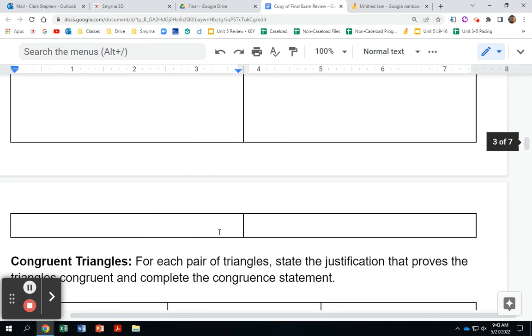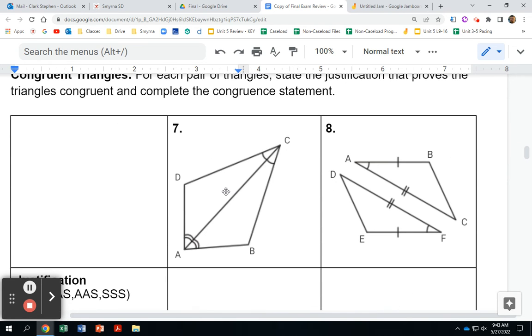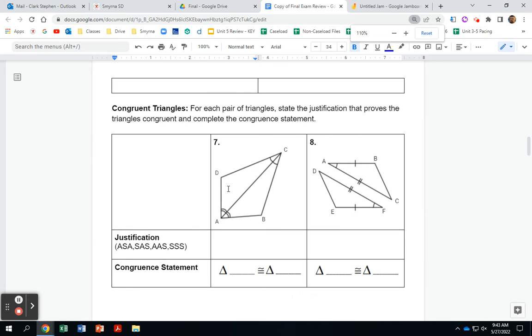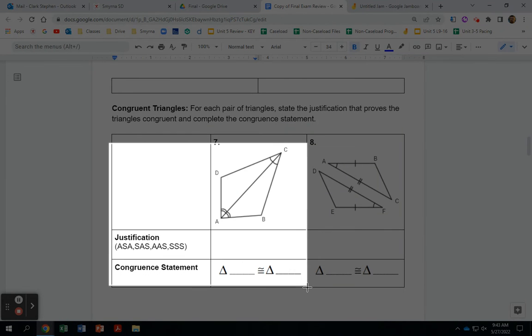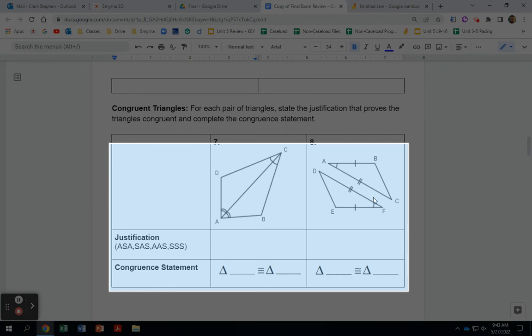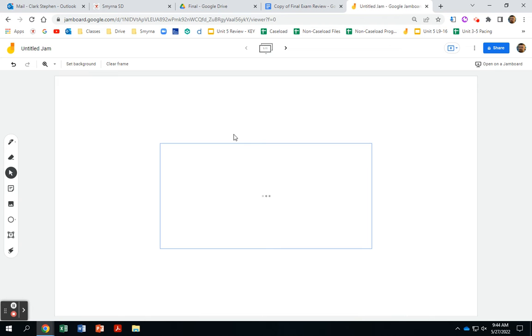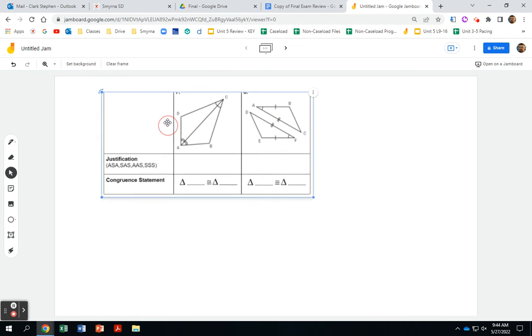All right, so the next section, I'll do 2 of these, I think. The next section is congruent triangles. And we need to say, these are going to be congruent. I'm not giving you any that aren't congruent. So I'm going to put this in Jamboard because it's going to be easier to do this. So I'll do 7 and 8. All right, so it looks something like this.